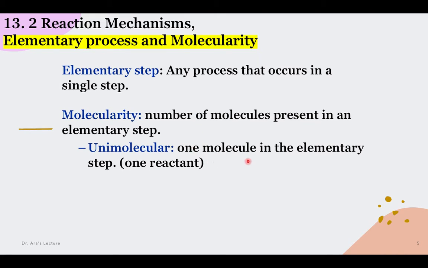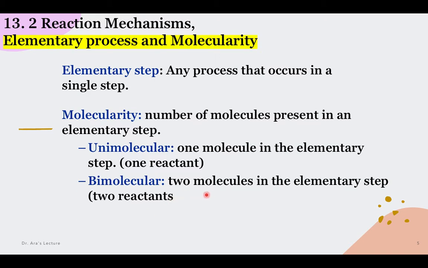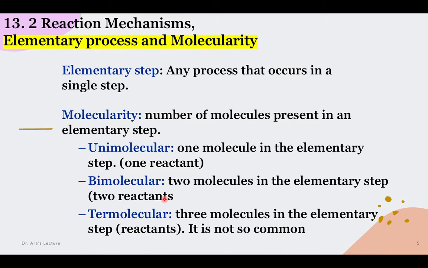When there is one molecule in the elementary step, or just one reactant, this is unimolecular. When there are two molecules in the elementary step of the reaction mechanism, we say it is bimolecular. That means there are two reactants participating in the reaction. When there are three molecules in the elementary step, we say this is termolecular, but this is not so common.